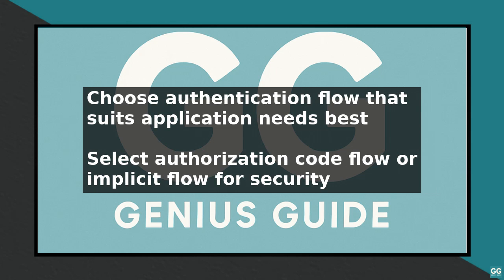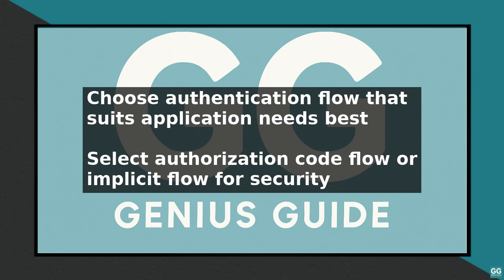After selecting the authentication flow, redirect the user to the Zopa login page, where they will enter their credentials and authorize your application. The user will then be redirected back to your application with an authorization code, which can be exchanged for an access token. The access token is used to authenticate subsequent API requests to Zopa.